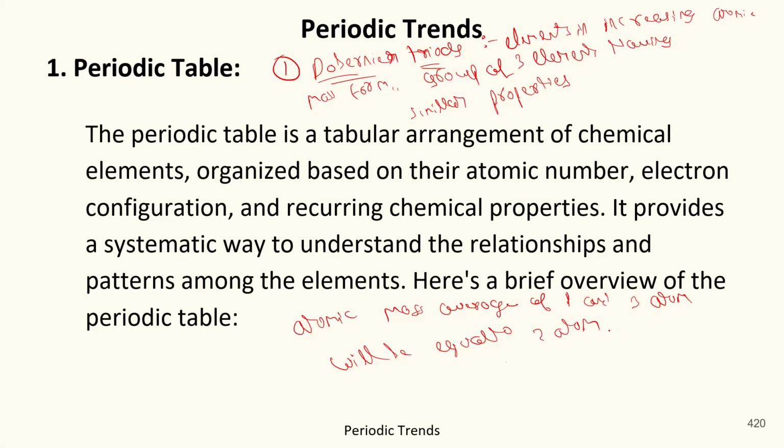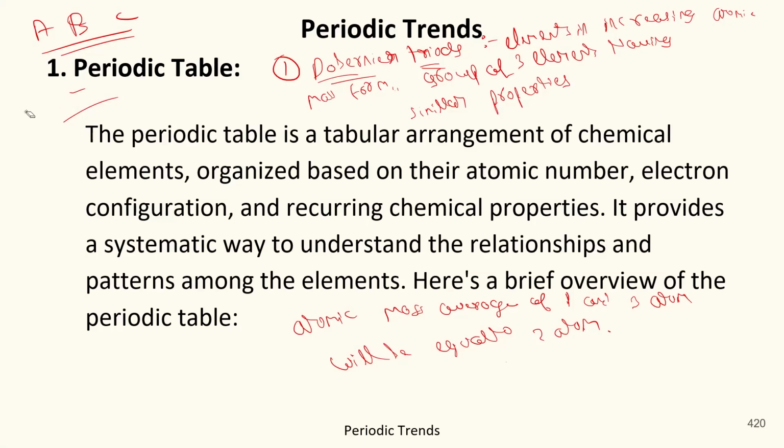Got it? So basically he said, suppose we start arranging these elements in order of increasing atomic masses, then we will have a group of 3 elements, and these 3 elements will be similar in chemical and physical properties, like A, B and C. The average of the atomic mass of A and the atomic mass of C will be equal to the atomic mass of B. So this was the statement given by Dobereiner, and that's why it is known as the Dobereiner triads.